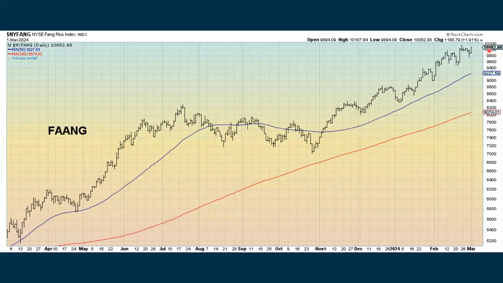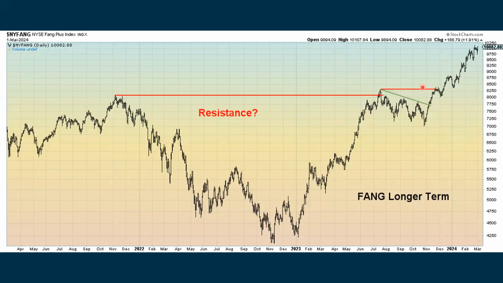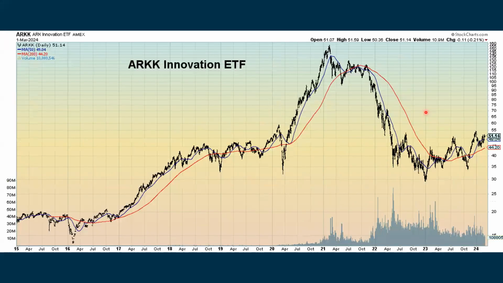The FANG index is really close to setting all-time highs and is still in an uptrend. This is Facebook, Amazon, Apple, Netflix, Google, and some other ones. And then I keep this chart handy just in case we start to decline. We'll be looking for different areas of support. But right now, we're not declining, so I haven't been paying much attention to this.